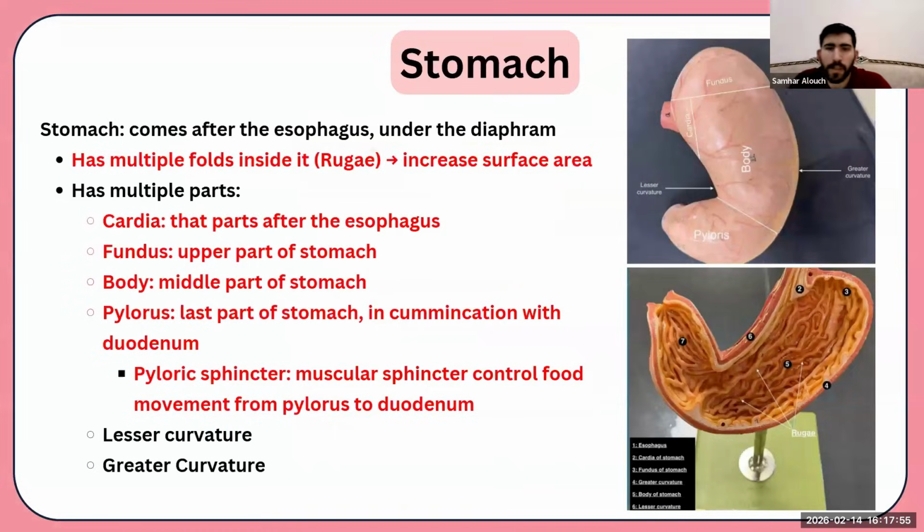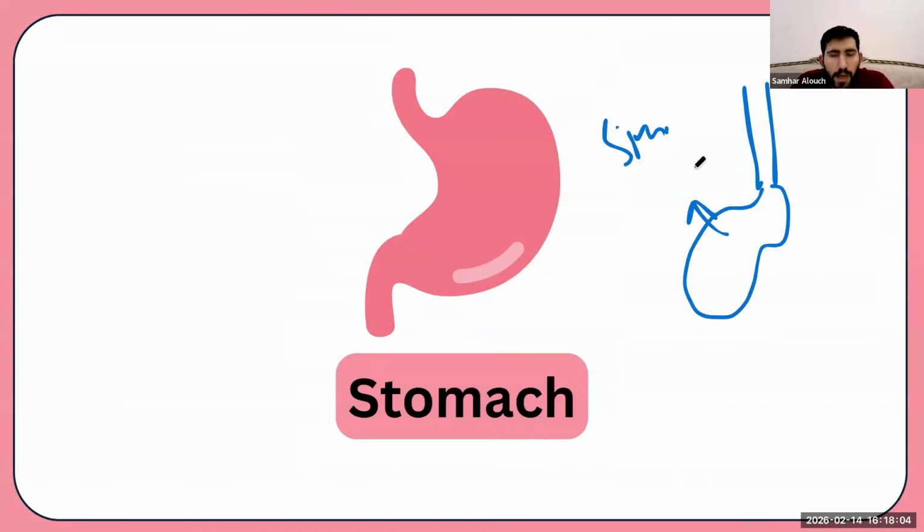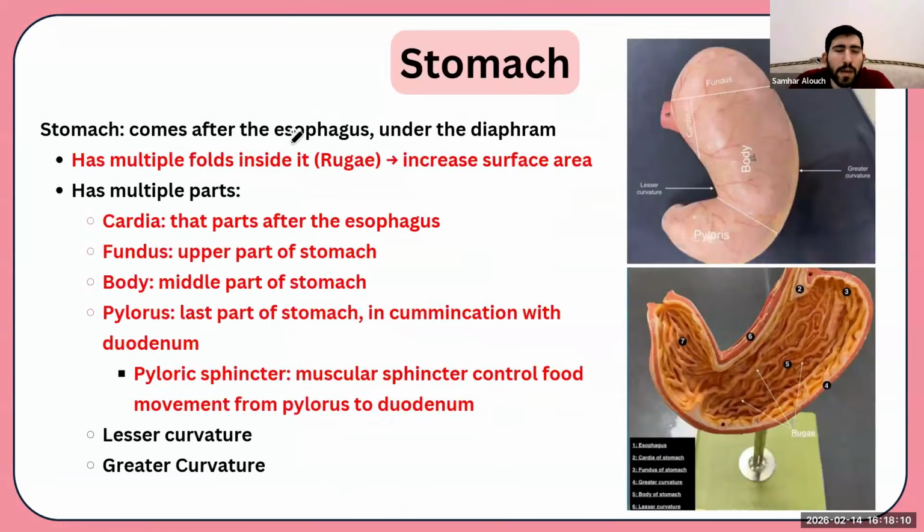Now let's start with the stomach. As we said, the esophagus will take the food into the stomach. The stomach histology is going to be simple columnar epithelium. What's the function of the stomach? It will digest food and so on. Okay, let's start. So the stomach comes after the esophagus. Where is it? Under the diaphragm. The esophagus moves under the diaphragm, it will meet the stomach.